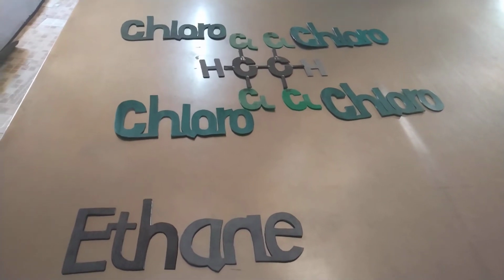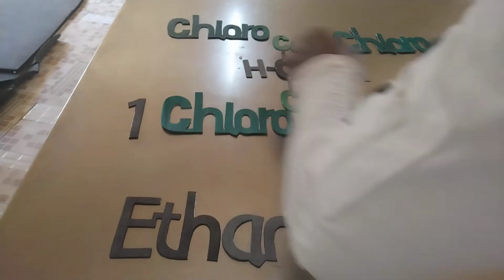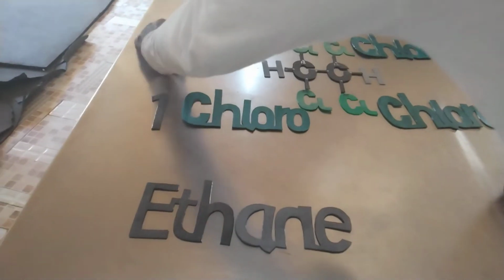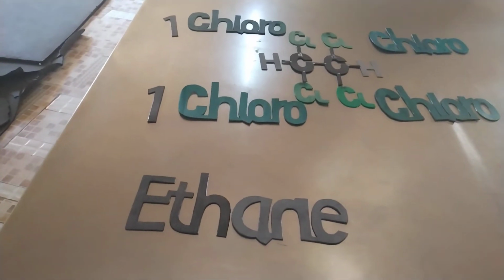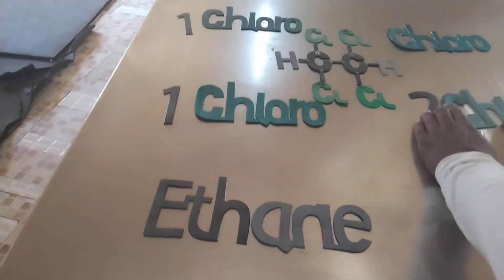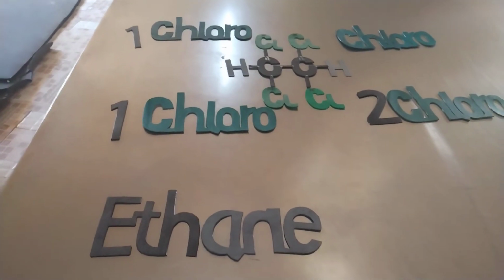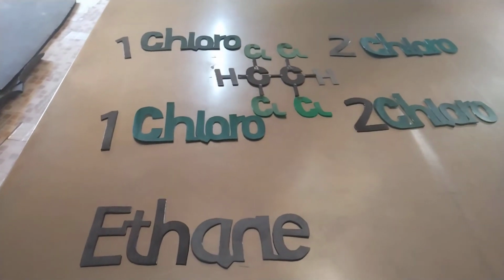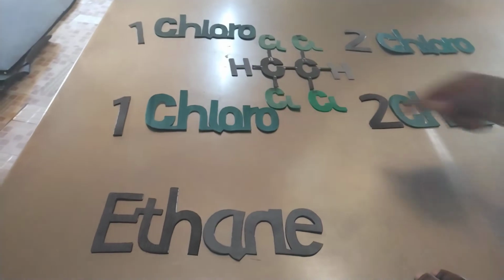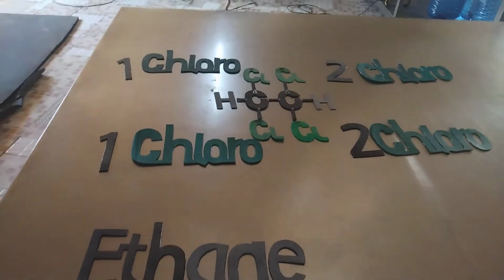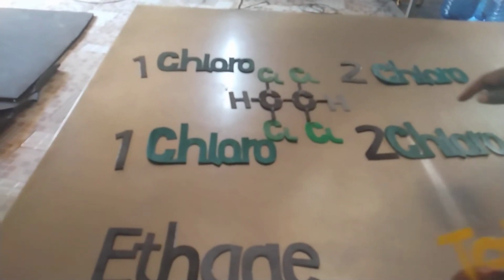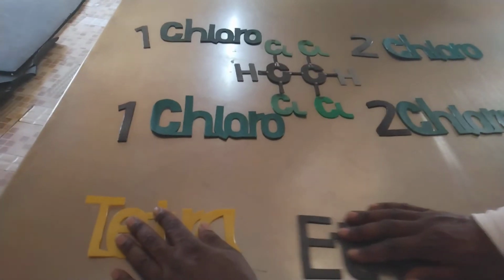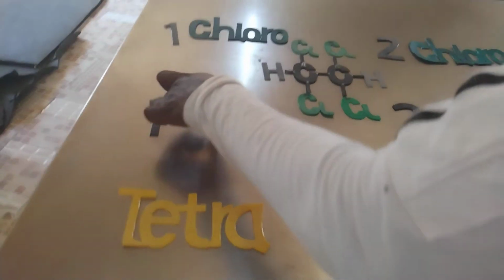So 2 are in carbon number 1, and the other 2 are in carbon number 2. So we are going to put a 2 there. Now all these, there are 4. So we are going to say 4, 1, 2, 3, 4 means it's a tetra. Tetra means 4.